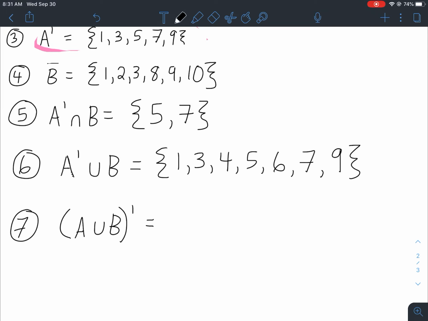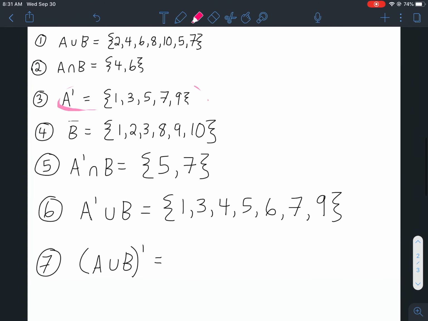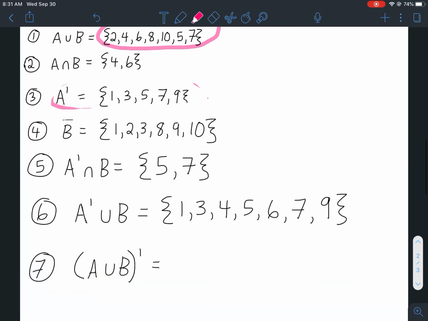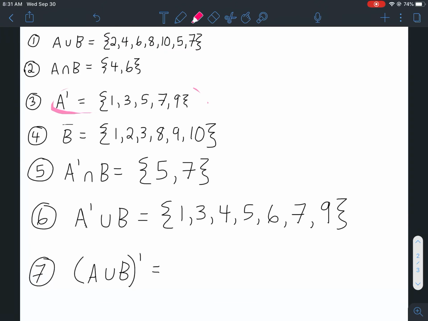We have A union B, and it's all in the complement. So when you have these problems, what you're going to do is first look at what's in parentheses and do that first. So we're going to do A union B. The nice thing is we already found A union B. It was up top here. If you didn't, you'd have to find it again. You'd have to join sets A and B together.